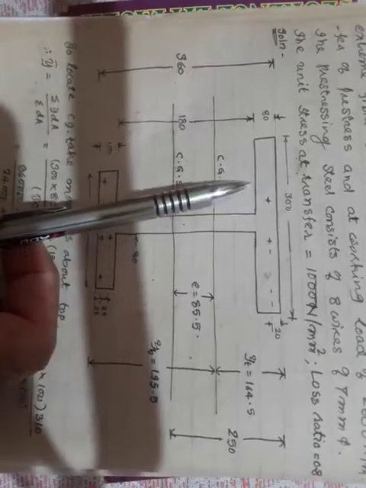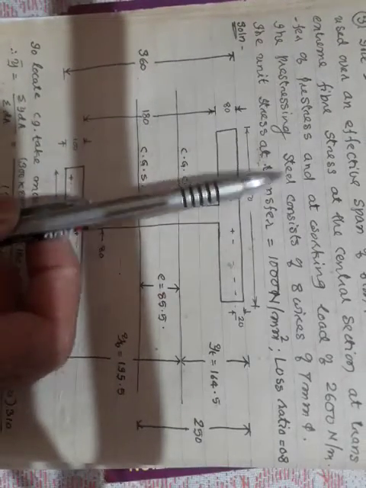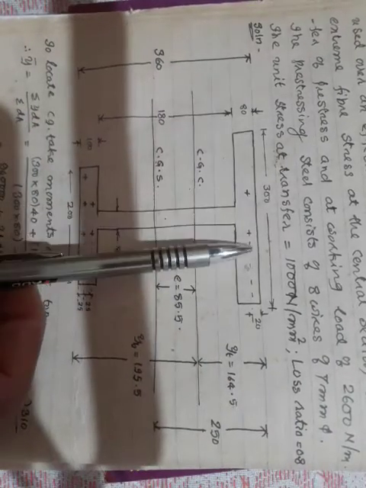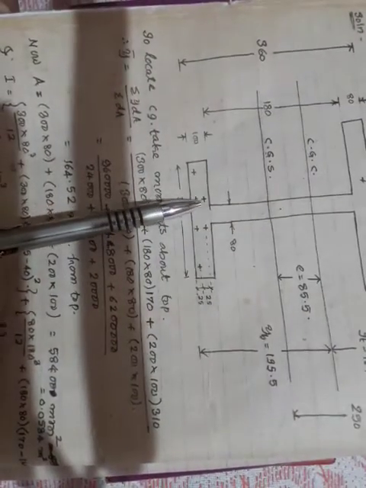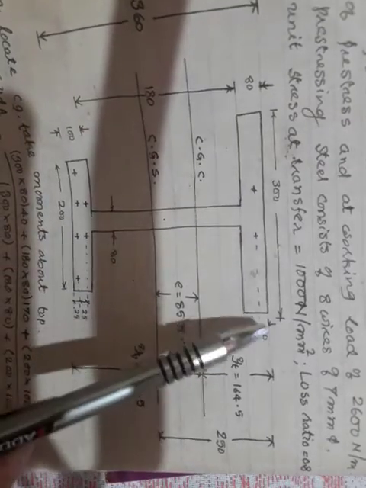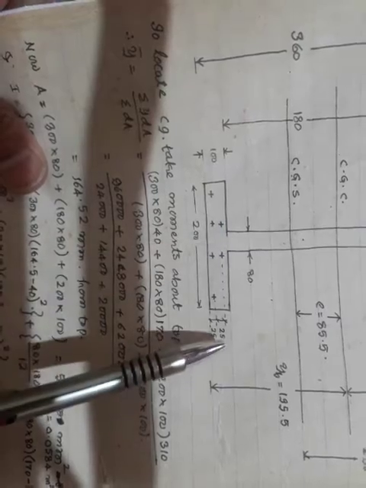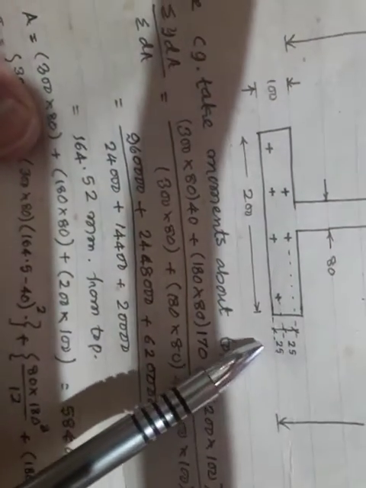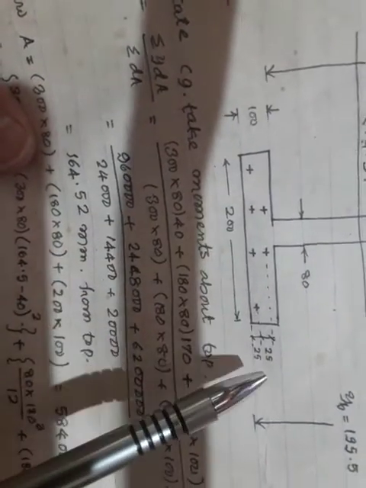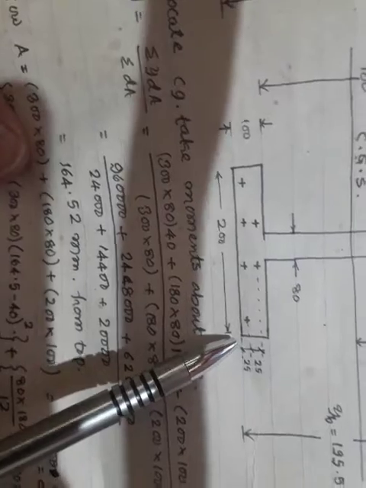Also he has kept the steel here, 8 wires of 7 mm diameter. 8 wires means 1, 2, 3, 4, 5, 6, 7, 8. These 2 wires are placed at 20 mm from the top, and these 2 wires are placed at 25 plus 25, that is 50 mm, and these 4 wires are placed at 25 mm from the bottom. So he has given all the details like this.